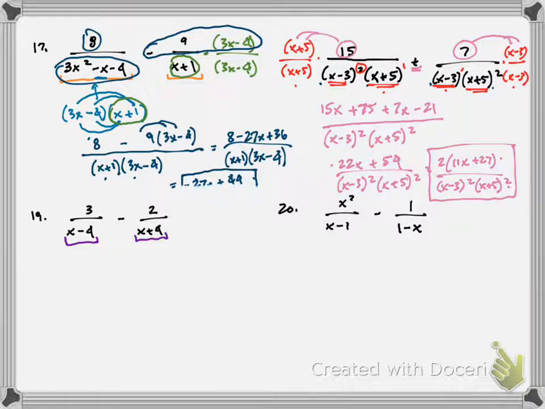In this case, we need to multiply the right side by the quantity x minus 4 over the quantity x minus 4, and the left side by the quantity x plus 4 over the quantity x plus 4. Keep in mind, again, that's just multiplying by 1. It helps me to remember to wrap these, because it's a quantity there is what I'm trying to say.